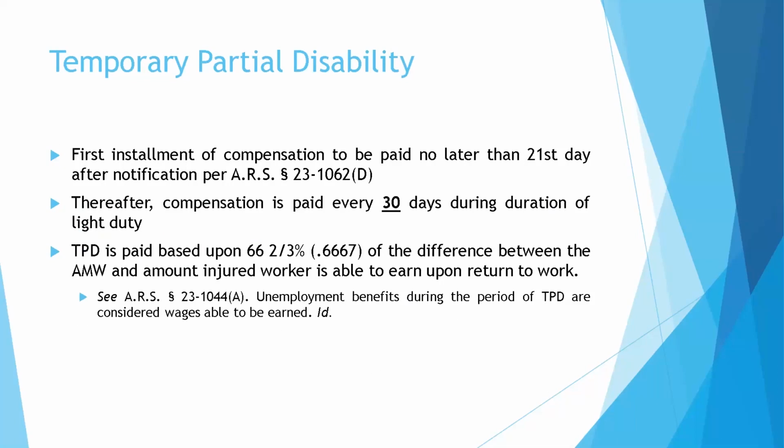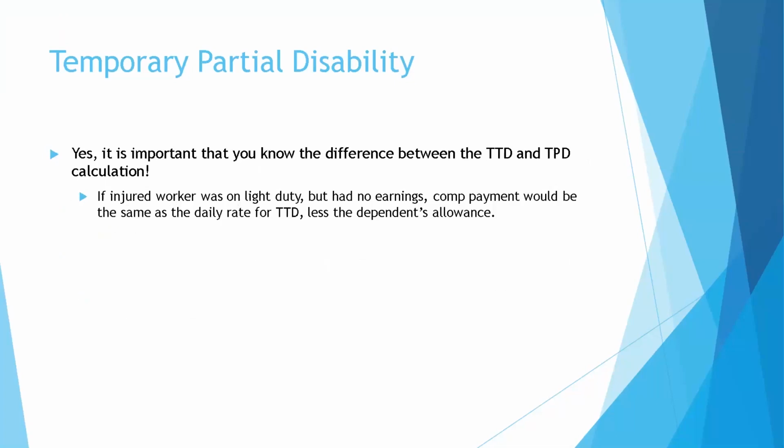And if you see ARS 23-1044A, it indicates unemployment benefits during the period of TPD are considered wages able to be earned. Yes, it is important that you know the difference between TTD and TPD calculations. If an injured worker was on light duty but had no earnings, the comp payment would be the same as the daily rate for temporary total disability, less the dependent allowance.